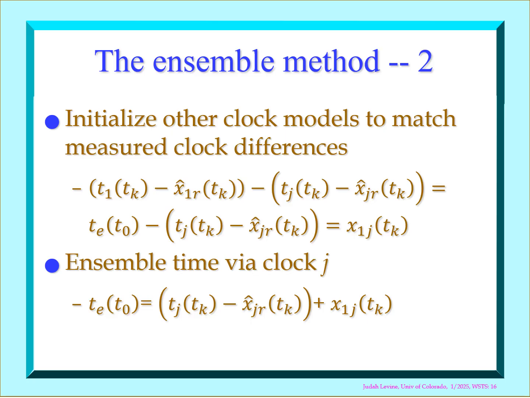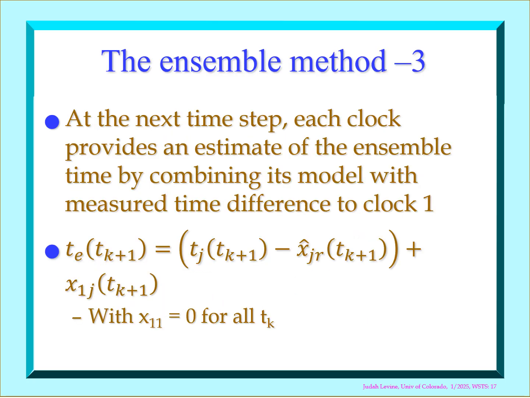And then if you do a little bit of algebra, what you can show is that each one of the clocks represents another estimate of the ensemble, in which I estimate the ensemble as the model time offset with respect to clock 1 plus the measured time offset with respect to clock 1, and it's just the ensemble average of each one of the clocks. You might think of each one of the clocks as providing an independent helping estimate of what the ensemble time is.